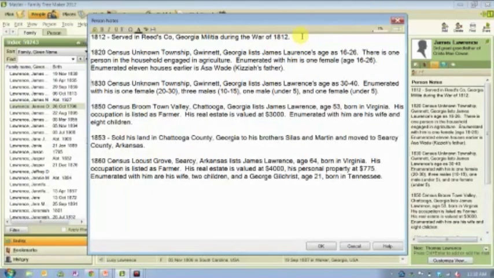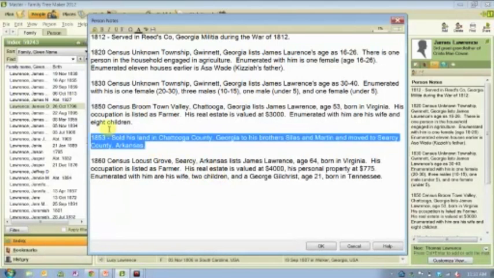So I can skim down here and I can see his real estate in 1850 was valued at $3,000, and that was in Georgia. By 1860, he had moved to Arkansas, and his real estate is now valued at $4,000. He's got an additional $775 worth of property. In 1850, he had 8 children living with him. By 1860, only 2 children are living at home. Here in the middle of that, in 1853, he sold his land to 2 of his brothers, and that's when he moved. Now, that information came because of these 2 census records.